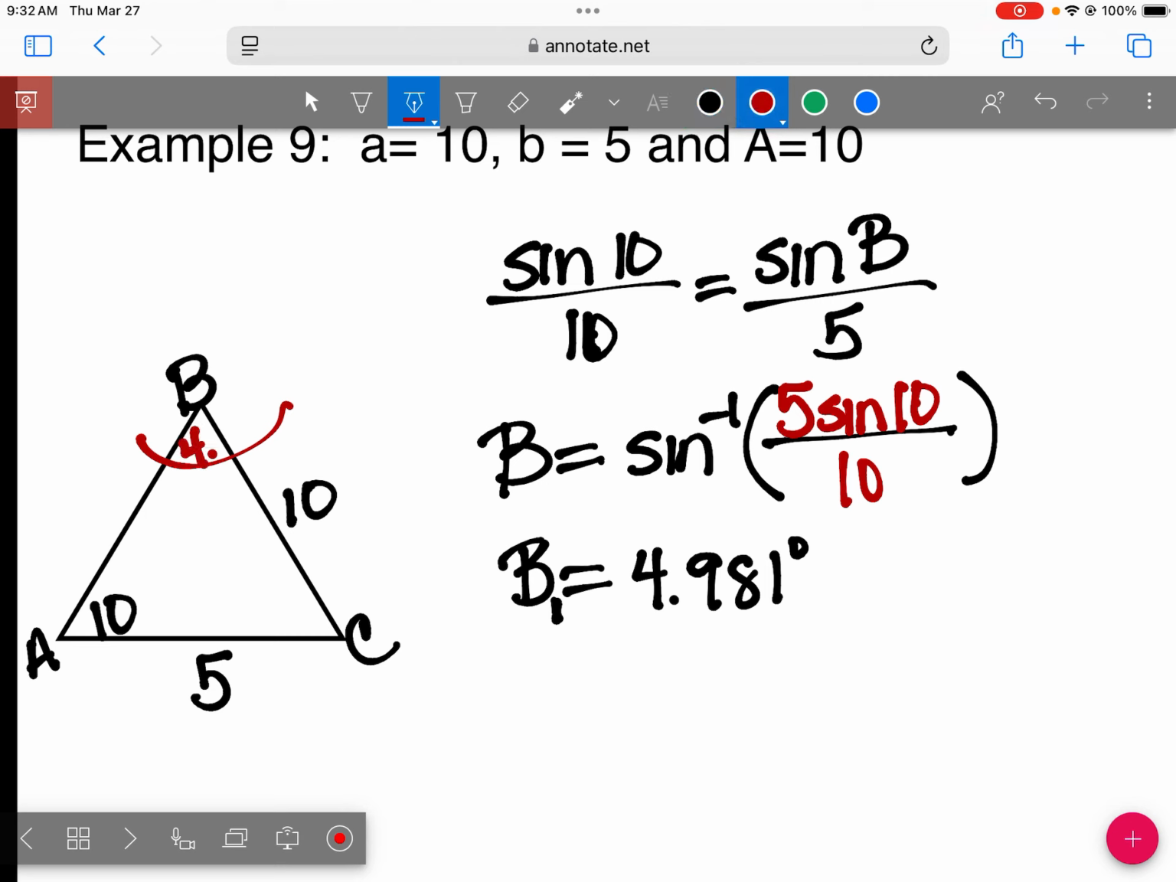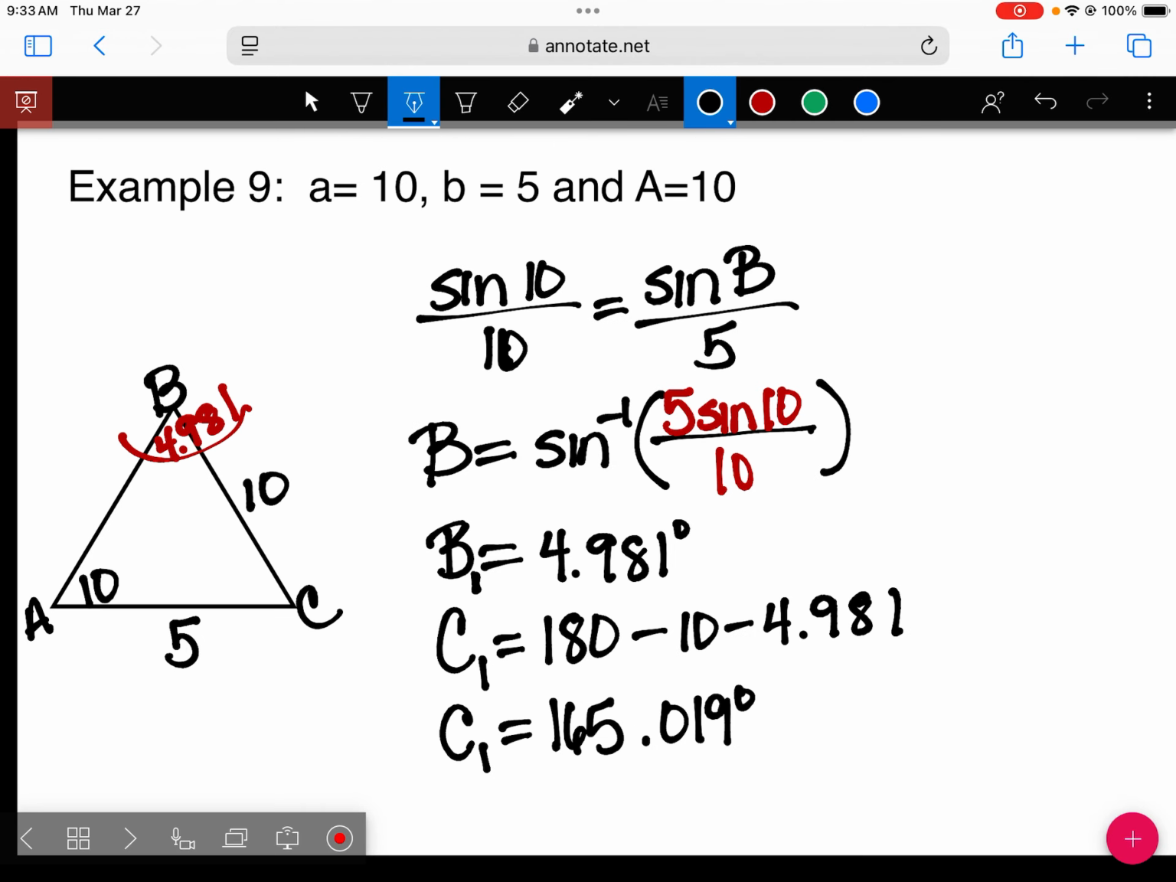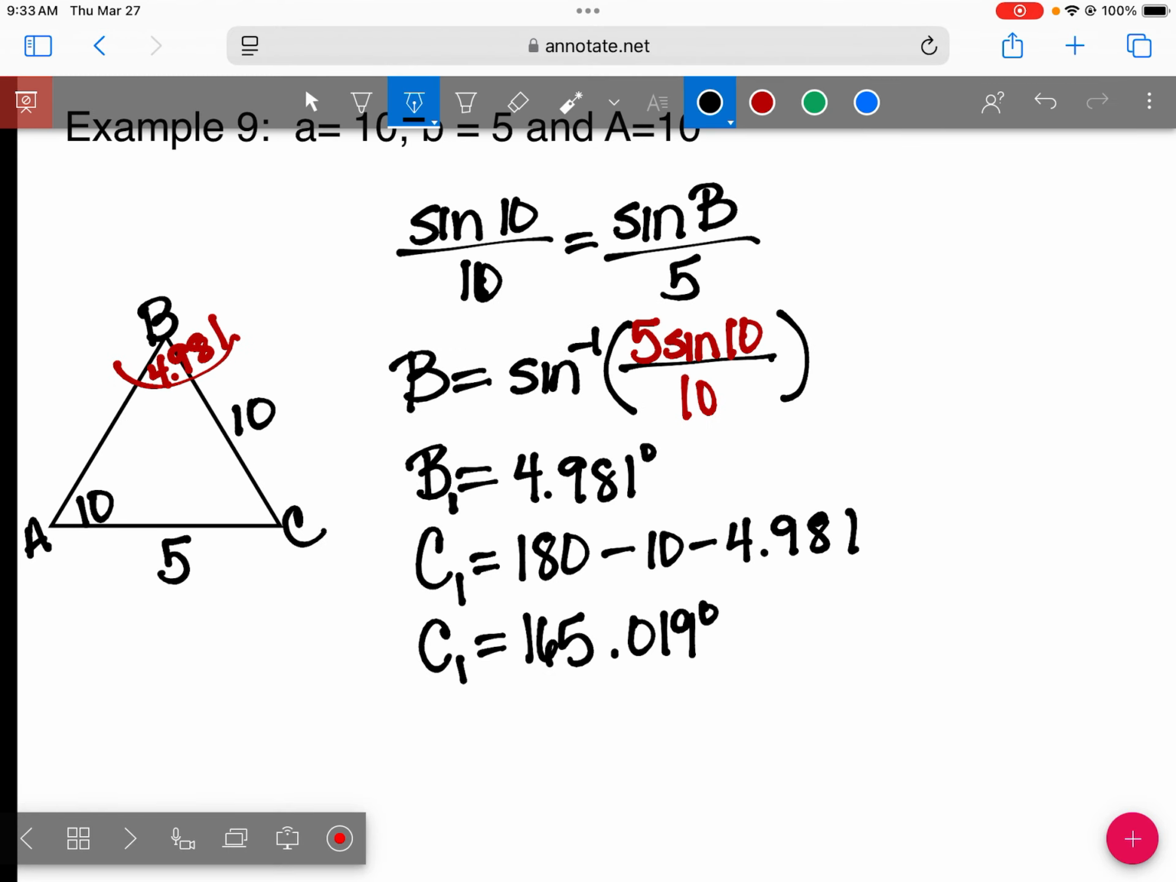So now we can find angle C1. We're going to do triangle sum, and we're subtracting the two angles that we know. And that should give you 165.019 degrees. And then the last thing we need to find for this triangle is side C, so little c.